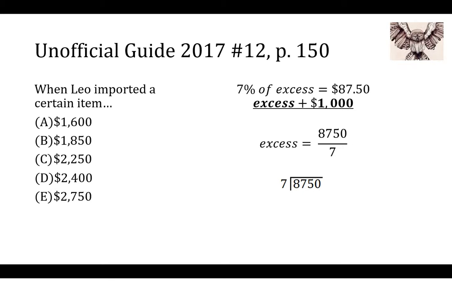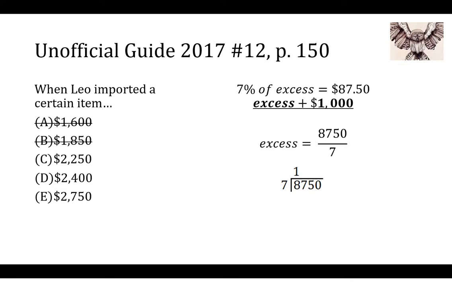7 into 8,750. Now, first step, how many times does 7 go into 8? 1 time. Okay. Well, now we're like 95% of the way there. Because now we know our excess is going to be over 1,000, right? 8,750 divided by 7 is going to be greater than 1,000. And so that greater than 1,000 plus 1,000 means we're going to end up with an answer that's greater than 2,000. So let's get rid of some answers.